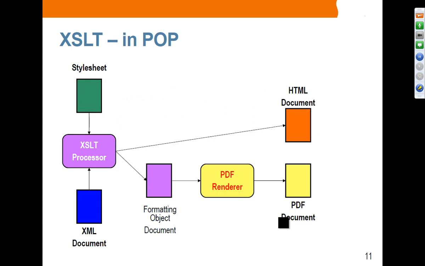So this is how XSLT is done in the POP case. We have an XML document that just contains the data. Then we have a style sheet, and we process this XML document according to the style sheet instructions, and then we generate an HTML document. For XSL Formatting Objects, we could actually generate a PDF document or Excel document and things like that.